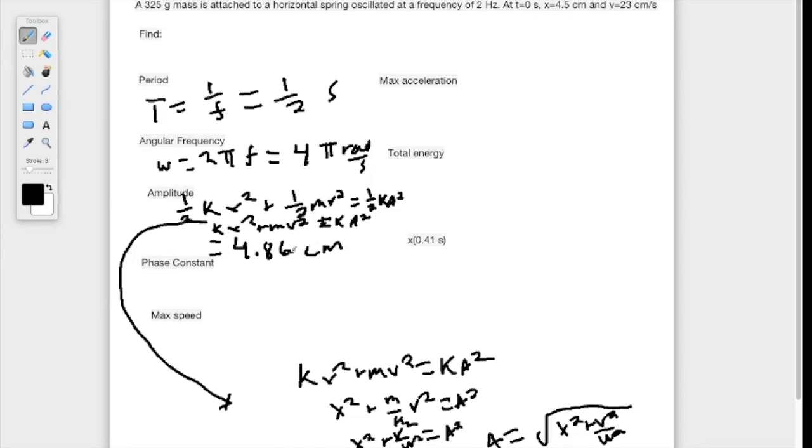So the phase constant. At t equals 0, x equals 4.5 centimeters. So 4.5 centimeters equals the amplitude, 4.86, times the cosine of phi, right? So basically it's the arc cosine of 4.5 over 4.86 should be phi, which is about 0.39 rads.